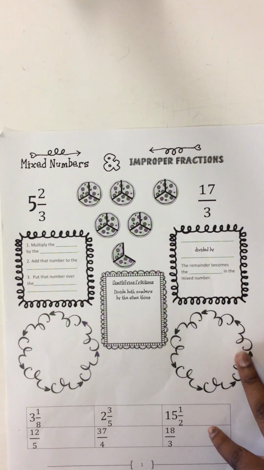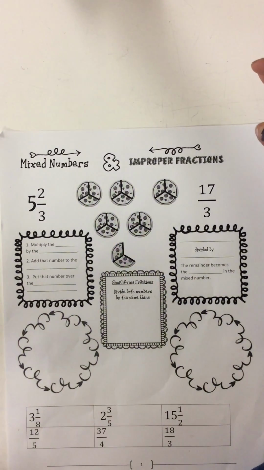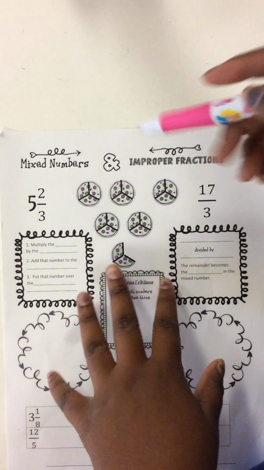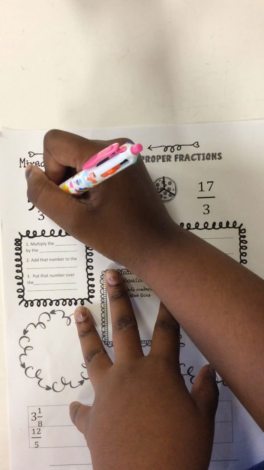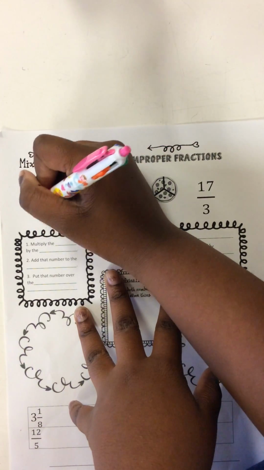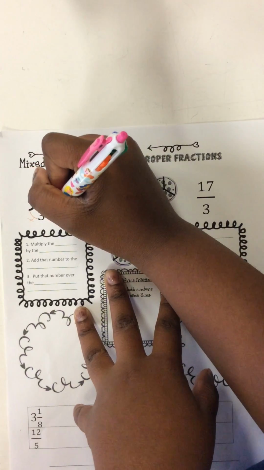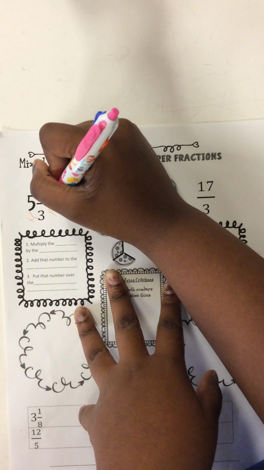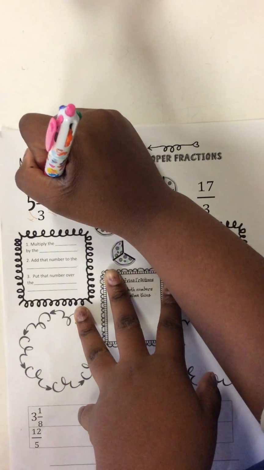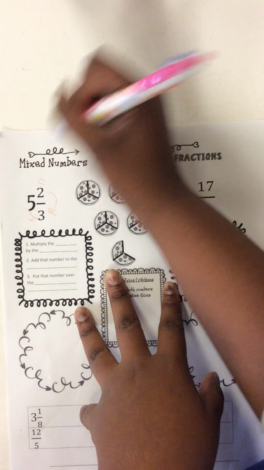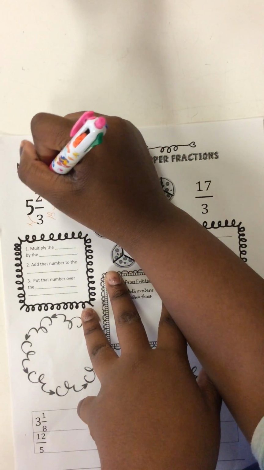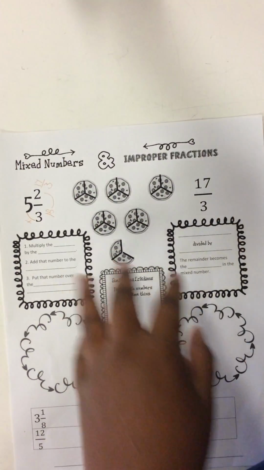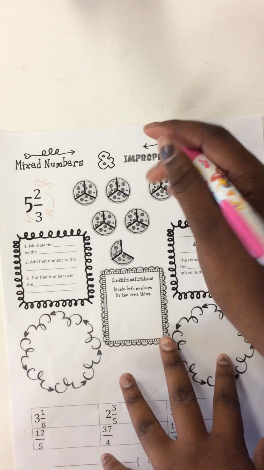So one way that we can turn this into an improper fraction is by multiplying. So we would multiply 5 times 3, and we would get 15. Then we would add 2, and 15 plus 2 is 17. Then we would put that over the original denominator, which was 3, or just over the denominator that we had.